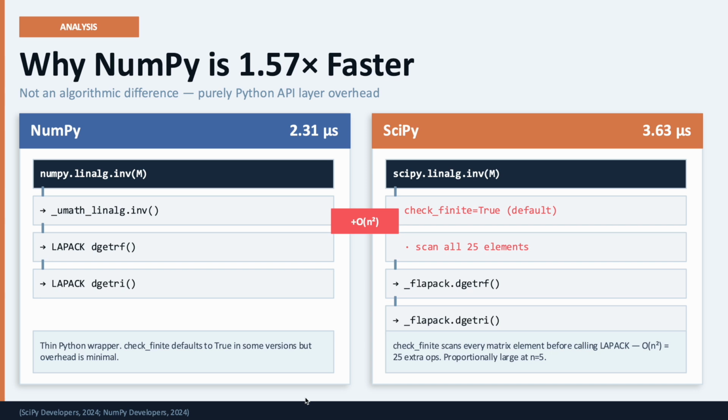At first glance, 25 checks sounds irrelevant and trivial. But remember that the LAPACK computation for n equals 5 is about 83 floating point operations. So the check_finite scan is relatively large and roughly takes 30% of the total computation time. This is where the 1.3 microsecond overhead over NumPy comes from.